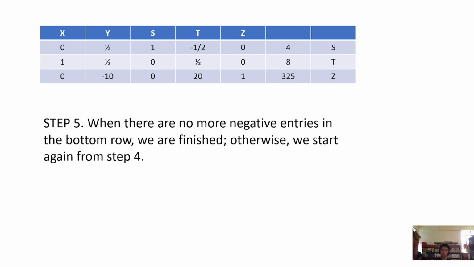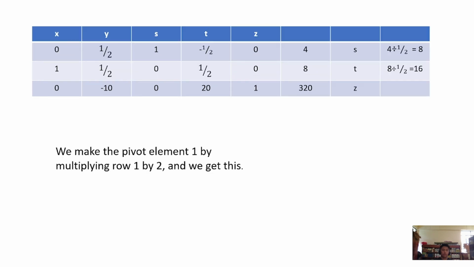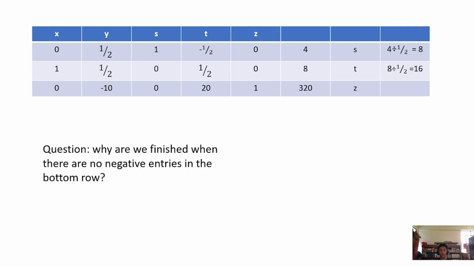Instead, we will identify the column and row that give us the pivot element and highlight the pivot element. Observe this picture, ma'am. We make the pivot element 1 by multiplying row 1 by 2 and we get this. We no longer have negative entries in the bottom row, so we are finished. Then another question is why we are finished when there are no negative entries in the bottom row.